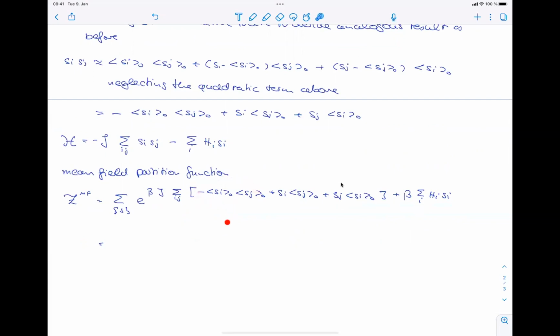This first term is independent, this doesn't differ as a sum over the states because it only has the averages in it itself. So I can pull this prefactor out. So that's e to the beta J sum ij of minus Si average Sj average, and then here's summing over states.